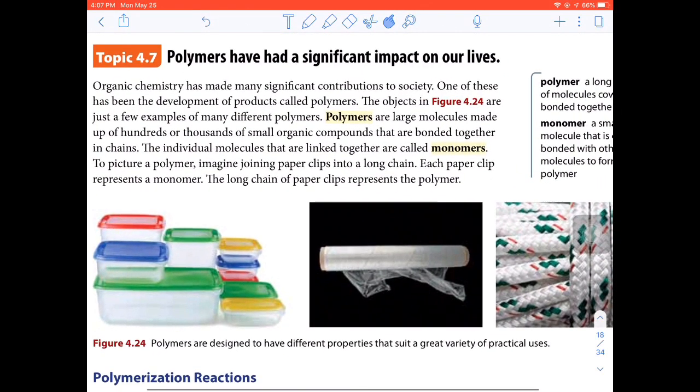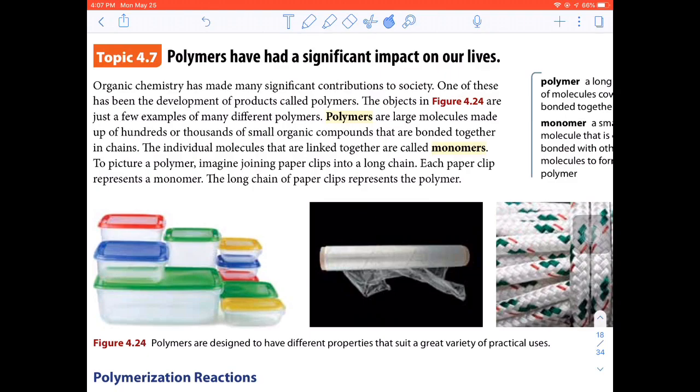Now, the last topic in Chapter 4 has to do with a group of chemicals called polymers.